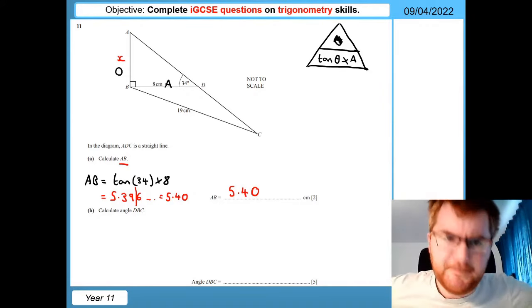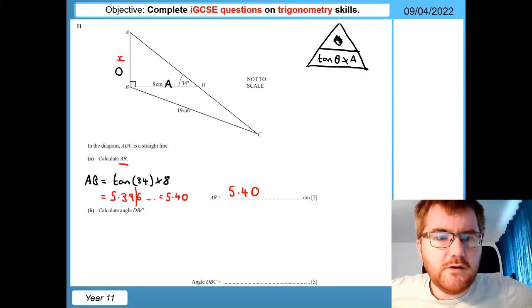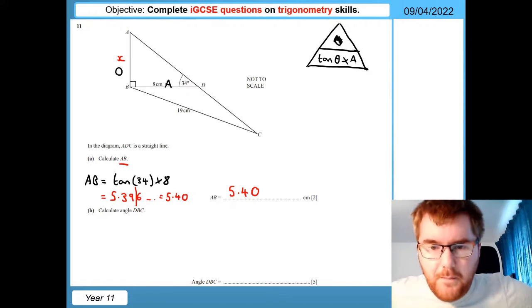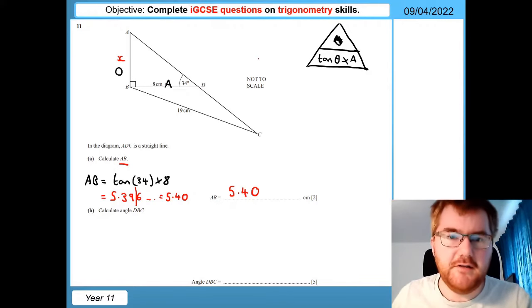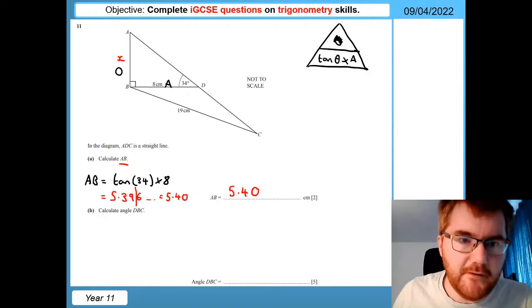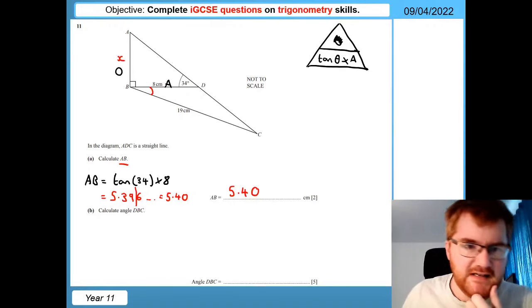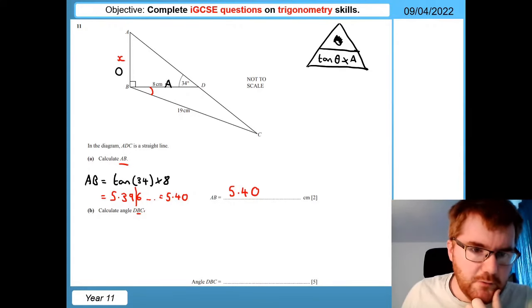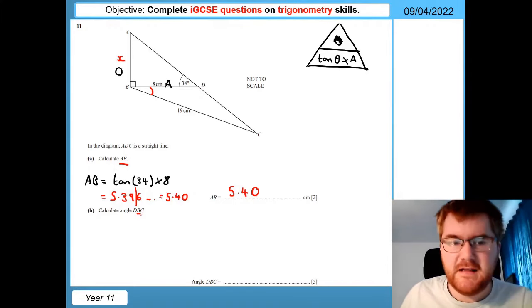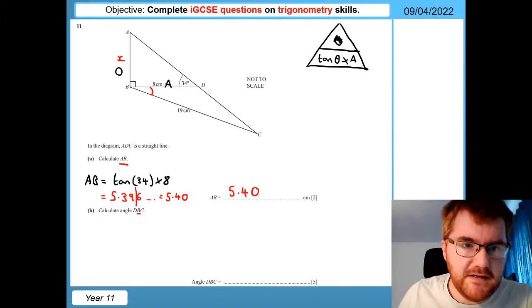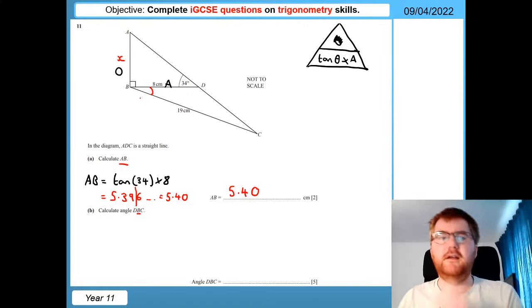Now we need to work out the angle DBC, and it's a whopping 5 marks, so you know there's going to be quite a bit of work involved in order to work out DBC. Now, how do I know where DBC is? Well, the middle letter always tells me where the angle is, and the sides tell me how to get there. So DBC is going to be this angle that we're looking for here.